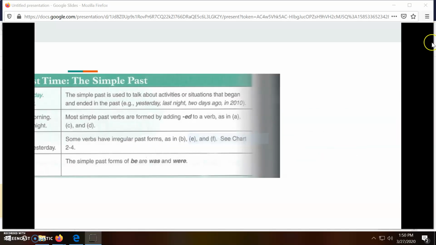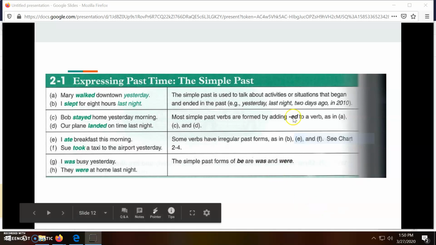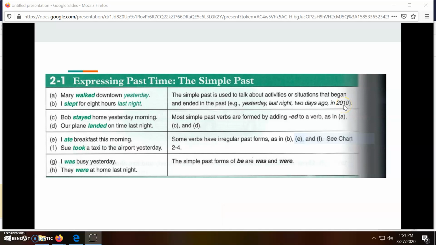So once again, this tense is used to talk about past activities or situations that began and ended in the past. So it's a completed action. We use time expressions to specify when something happened. For example, we say something like yesterday, last night, 2 days ago, or we specify a year, in 2010.